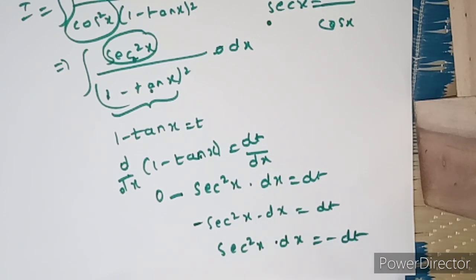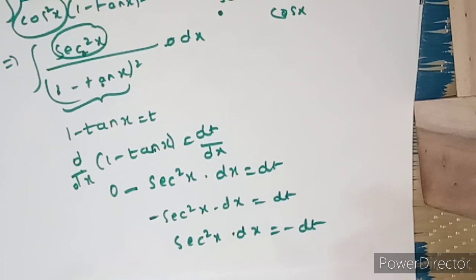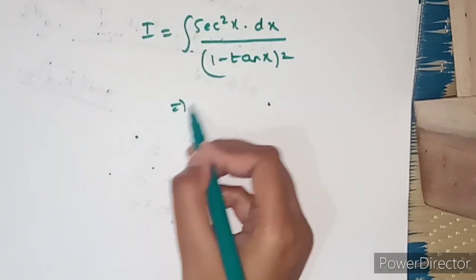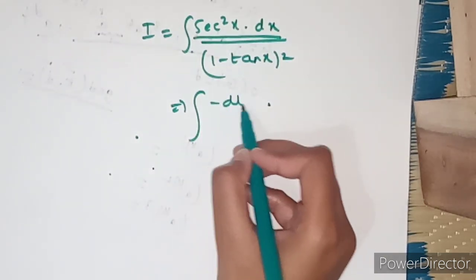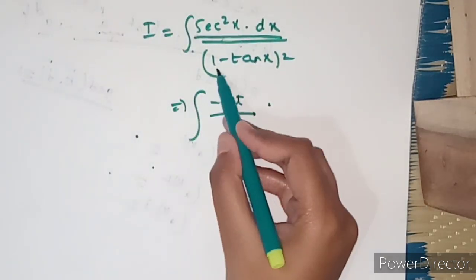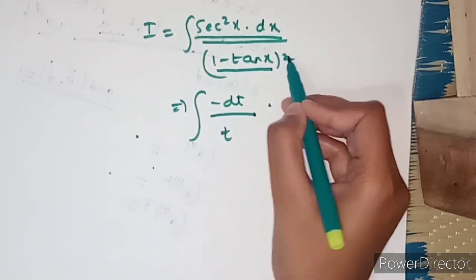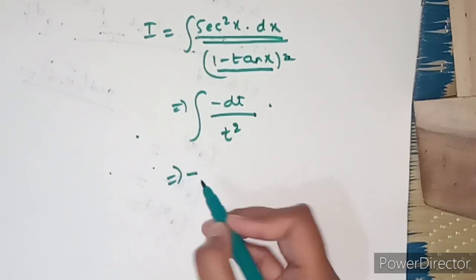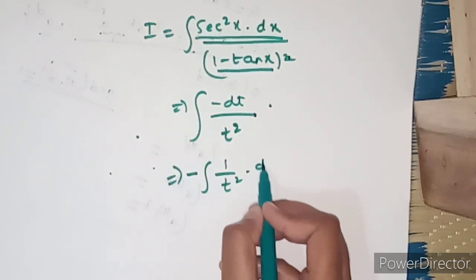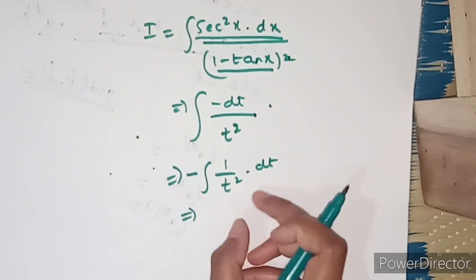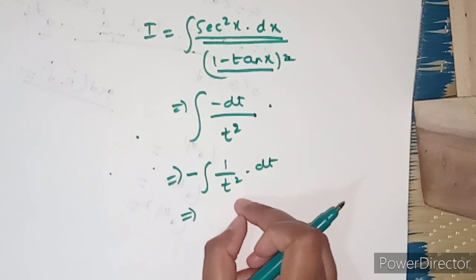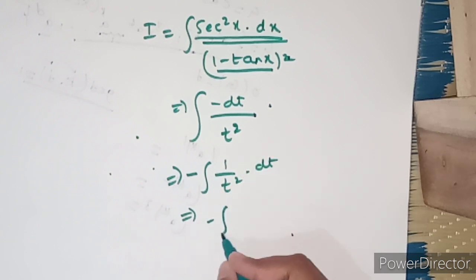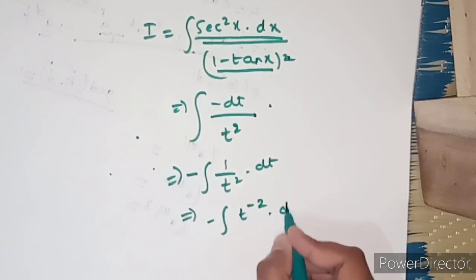Now substitute all these values in the integral. So secant square x into dx is minus dt. So substitute secant square x into dx as minus dt upon 1 minus tan x, which we have taken as t. So t, here we have square, so take square. Now take this minus outside, 1 upon t square into dt. See, if we don't have the formula for integral of 1 upon t square, shift this t square to the numerator, it becomes t power minus 2 dt, okay.